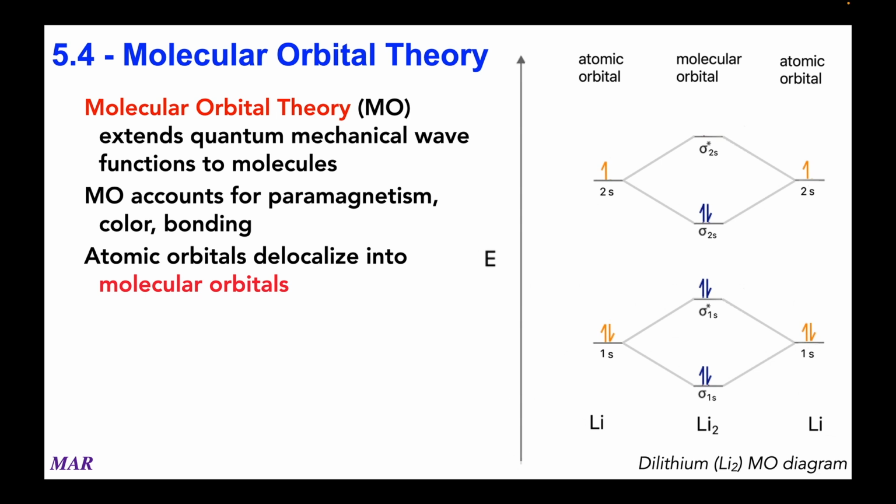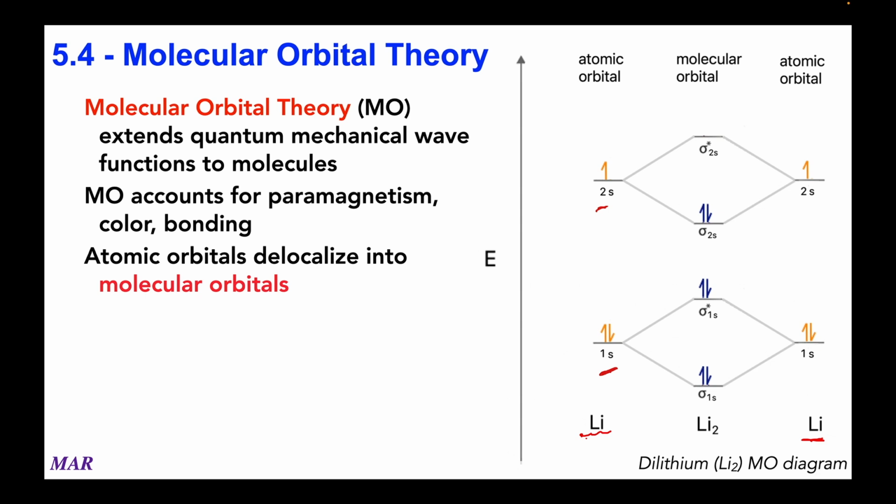If you look on the molecular orbital diagram, on the left side, you have a lithium atom. And lithium, if you remember from chapter 3, is 1s2, 2s1. And that's what you're seeing straight above it. Here's the 1s2, here's the 2s1. Each electron, one spin up, one spin down, etc. On the far right side, you see a second lithium atom, which is also 1s2, 2s1.